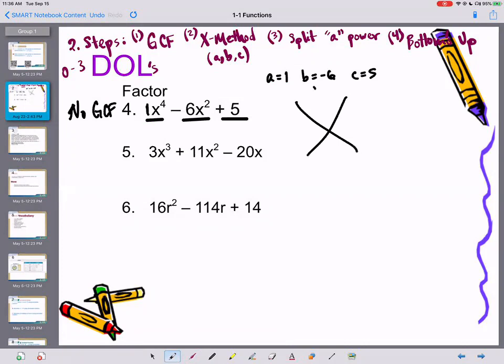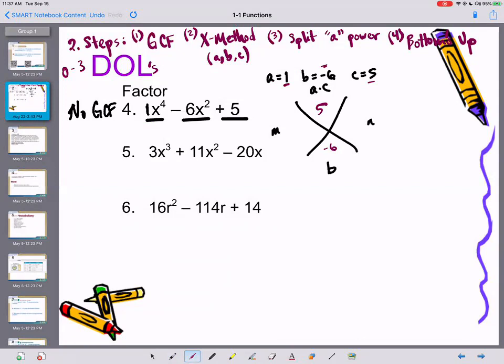We're going to do an X method where you go A times C on the top of the X. B goes on the bottom. We'll look for 2 letters, which I called M and N in the videos in last class, that multiply to be the top, but add to be the bottom. So let's first start with the top. What is 1 times 5? A times C. What is 1 times 5? 5. And then B goes in the bottom, which simply is -6. That comes from right here.